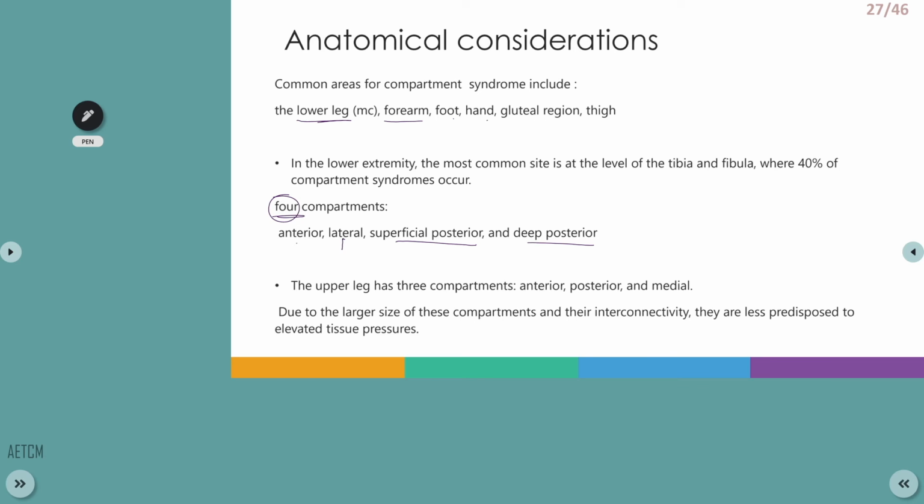Similarly, in the forearm also there are 3 compartments, that is the anterior compartment or the flexor compartment, the posterior or the extensor compartment, and the mobile wad. And in the upper leg there are only 3 compartments: anterior, posterior and medial or the adductor compartment. The advantage here is that the size of these compartments is very big, and there is interconnectivity between the compartments, so there is only a very low chance of compartment syndrome. Whereas in the leg, there are 4 compartments and they are smaller in size. So as a result, it is more prone to compartment syndrome.